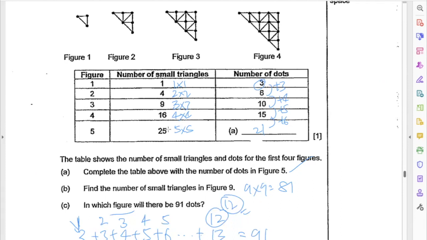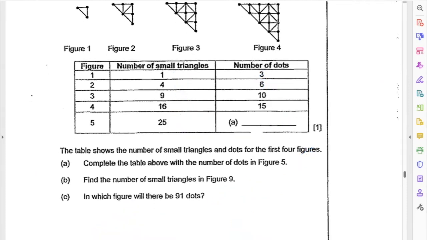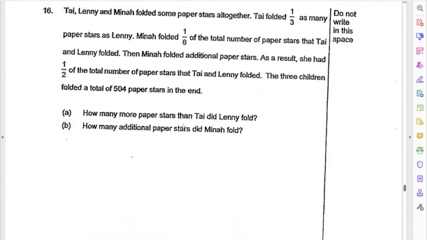Okay, let's continue with the next question. Question number 16. Thai, Lenny, and Mina folded some paper stars all together. Thai folded 1/3 as many paper stars as Lenny. Mina folded 1/6 of the total number of paper stars that Thai and Lenny folded. Then Mina folded additional paper stars. As a result, she had half of the total number of paper stars that Thai and Lenny folded. The 3 children folded a total of 504.